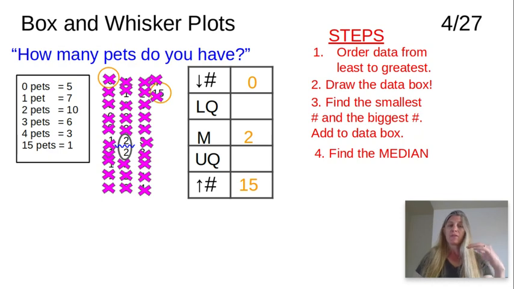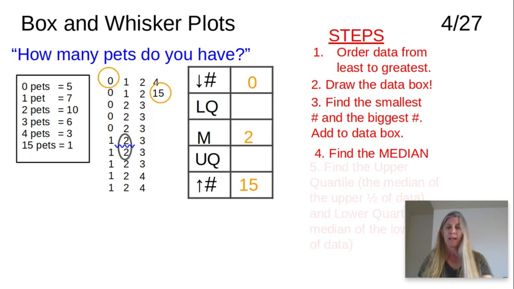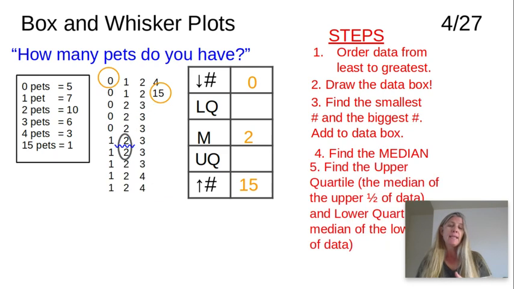Now all we have left is the lower quartile and the upper quartile. What that basically means is your lower quartile is the middle of the lower half of the data, and your upper quartile is the middle of your upper half of the data.